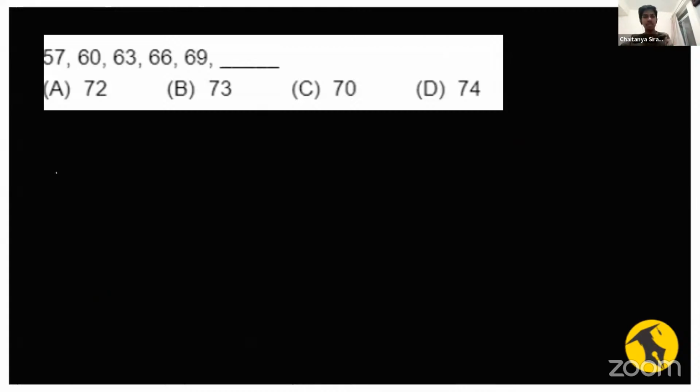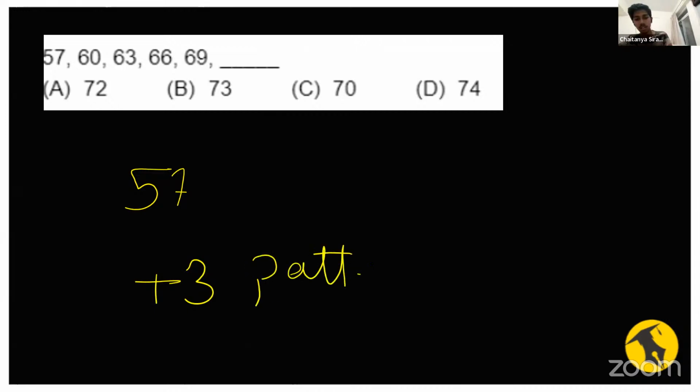Very basic question. 57, 60. So you can clearly recognize it's a +3 pattern. 57 plus 3, 60 plus 3, 63 plus 3, 66 plus 3, 69. So the next one should be 72. Option A is the correct answer.